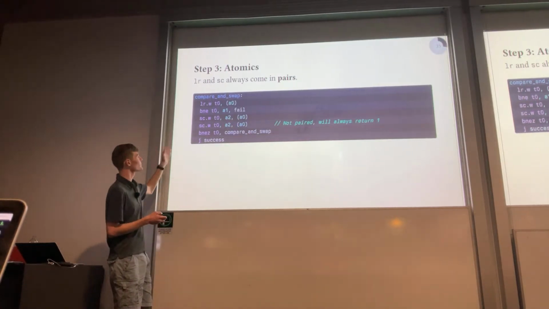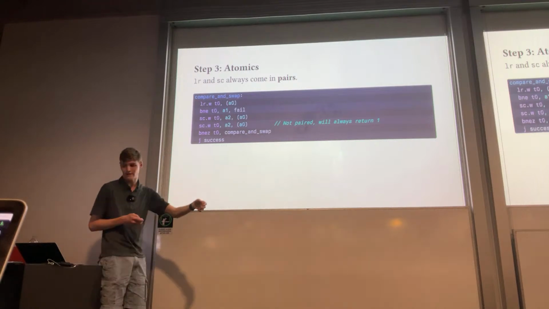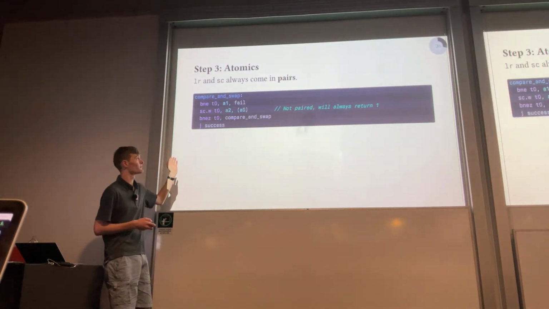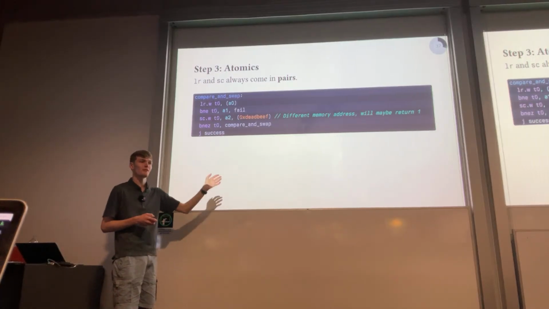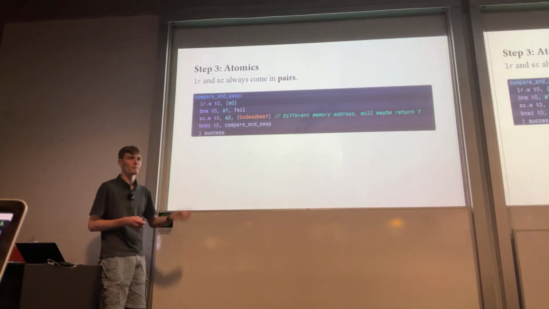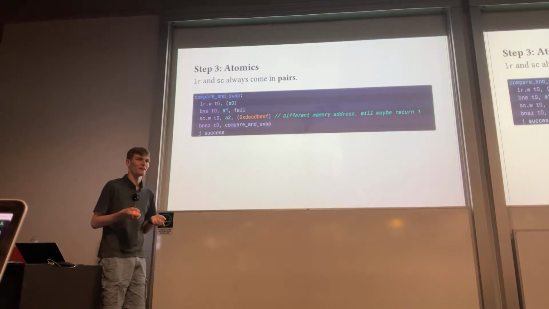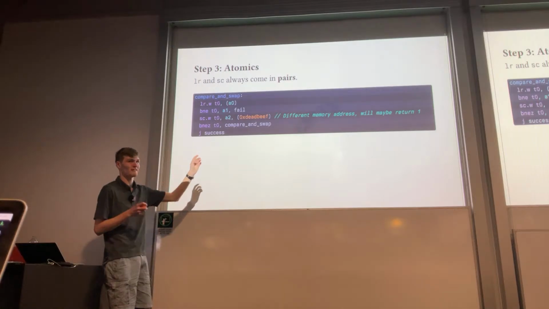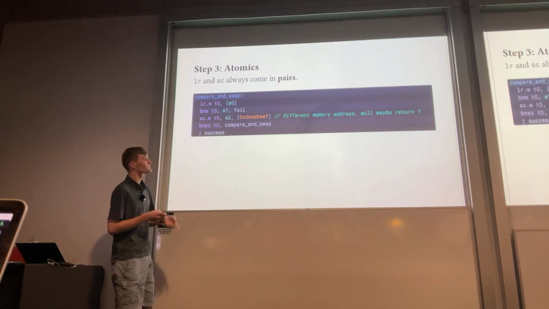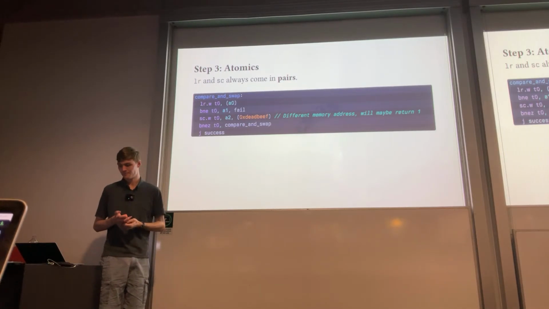If we have two store conditionals in a row, the second one will always fail. If we don't have a load reserved, the store conditional will fail. If we store conditional to a different memory address than we loaded from, then it will probably fail. It might be allowed to succeed if that memory address is close enough to where we loaded before.